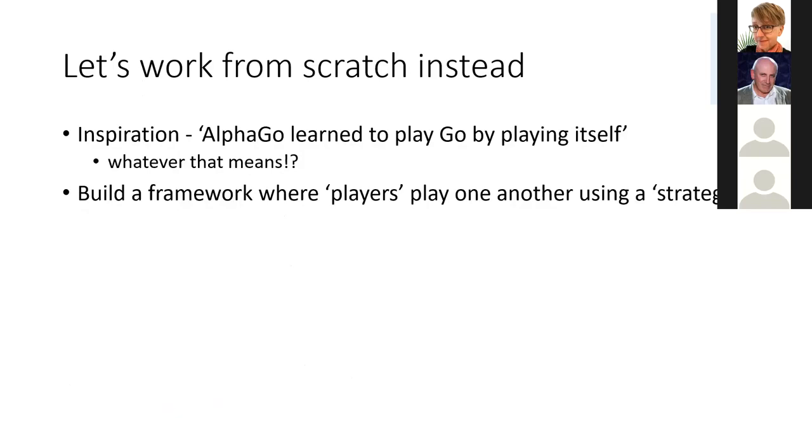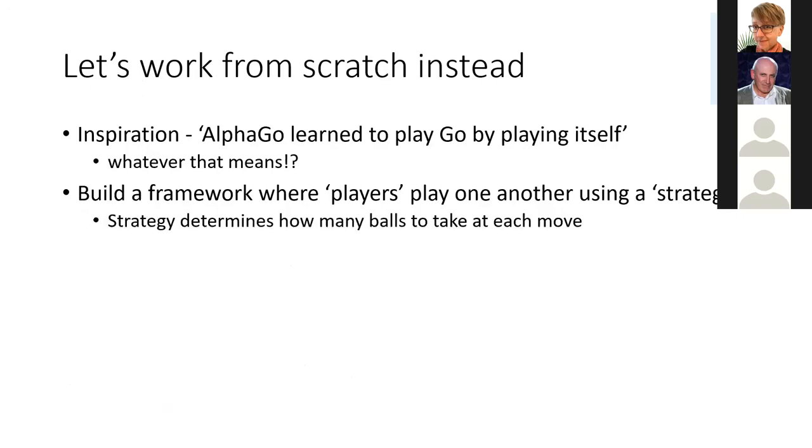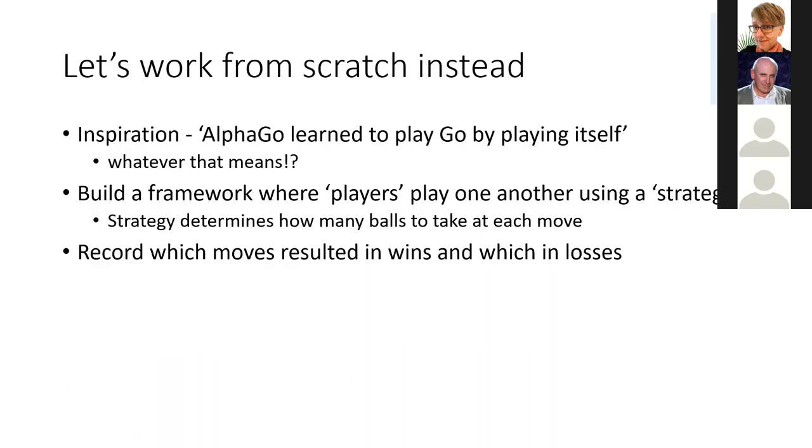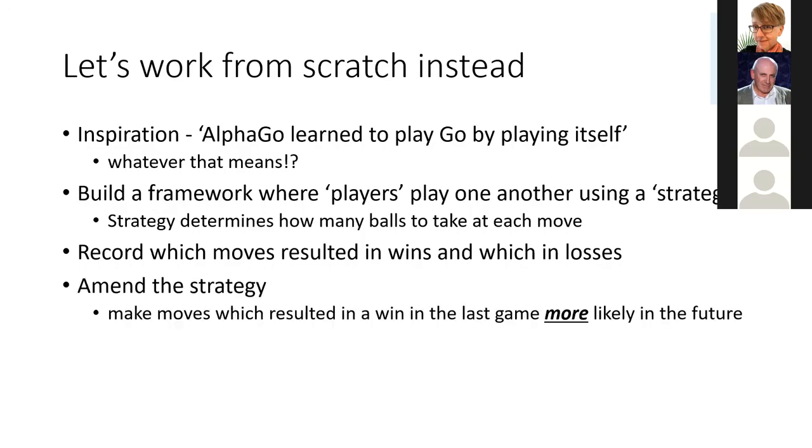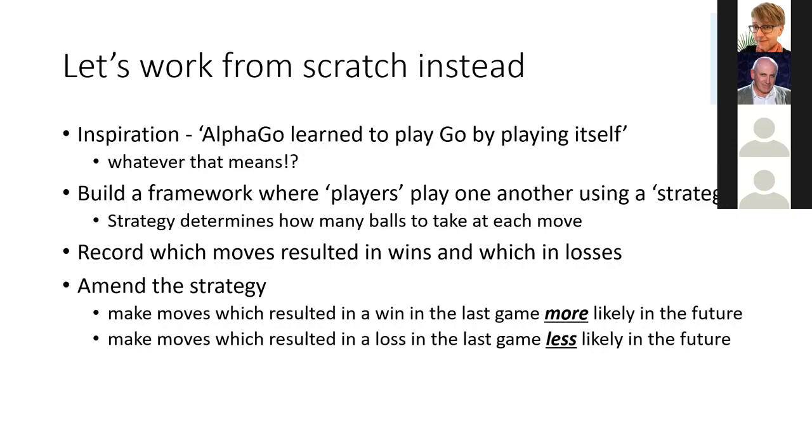So the idea I had was to build a framework where I had players playing one another using a strategy, and the strategy is just how you determine how many balls to take at each stage, and then record which moves resulted in wins and which moves resulted in losses, and use that as essentially a mechanism of amending the strategy so that in the future I would make moves which resulted in a win in the last game I played more likely in the future, and moves which resulted in a loss in the last game less likely in the future.